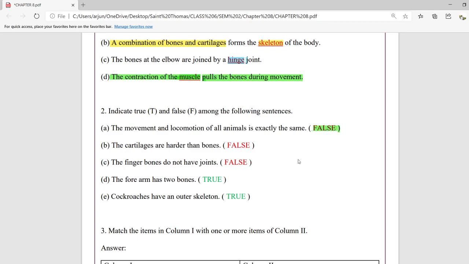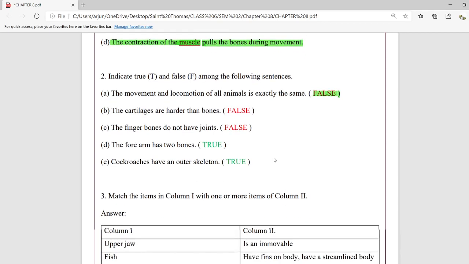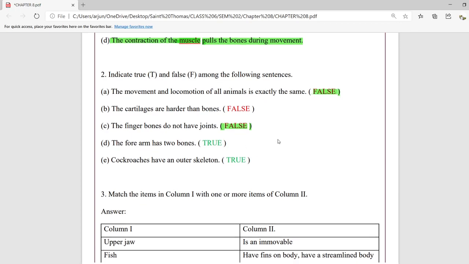The next is, cartilages are harder than the bones. This is the wrong statement. The cartilages are not harder than the bones. So false. The finger bones do not have joints. We have seen that there are many joints in the fingers, right? So false. The forearm has two bones. This is the true statement.